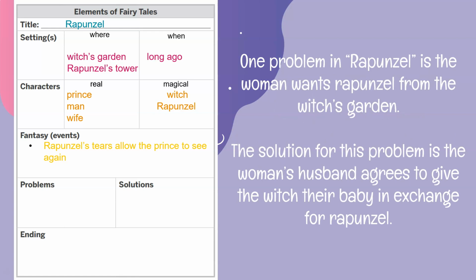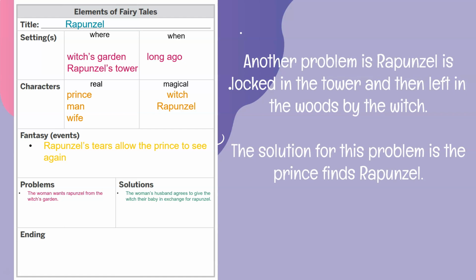One problem in Rapunzel is that the woman wants Rapunzel from the witch's garden, and the solution for this problem is the woman's husband agrees to give the witch their baby in exchange for Rapunzel. Another problem in the story today is Rapunzel is locked in the tower and then left in the woods by the witch. The solution for this problem is when the prince finds Rapunzel.